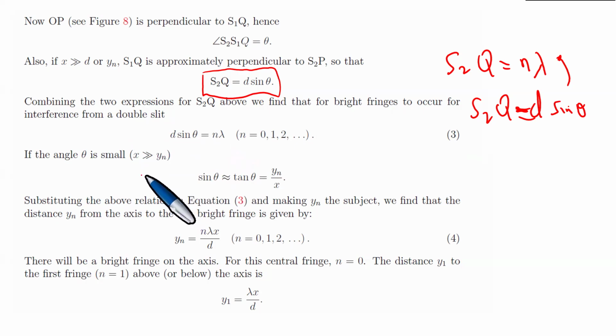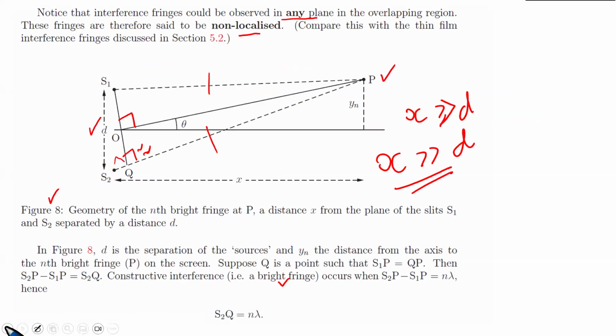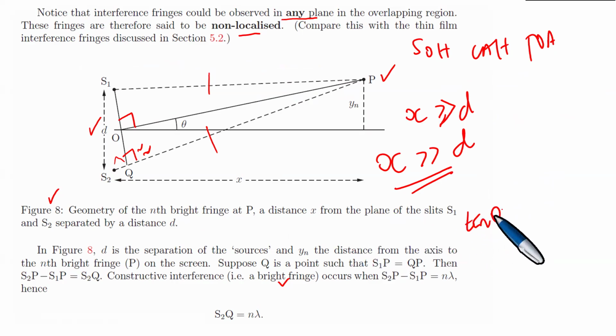If the angle theta is very small, then we can say that sine theta is approximately tan theta for a very small angle. Tan theta is opposite over adjacent, SOHCAHTOA. So if we use SOHCAHTOA, we are looking at tan theta, which is opposite over adjacent, in this triangle.